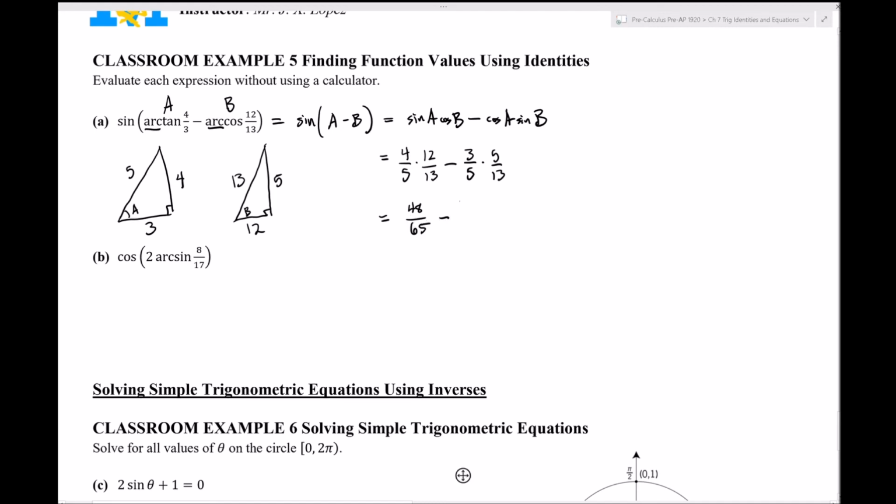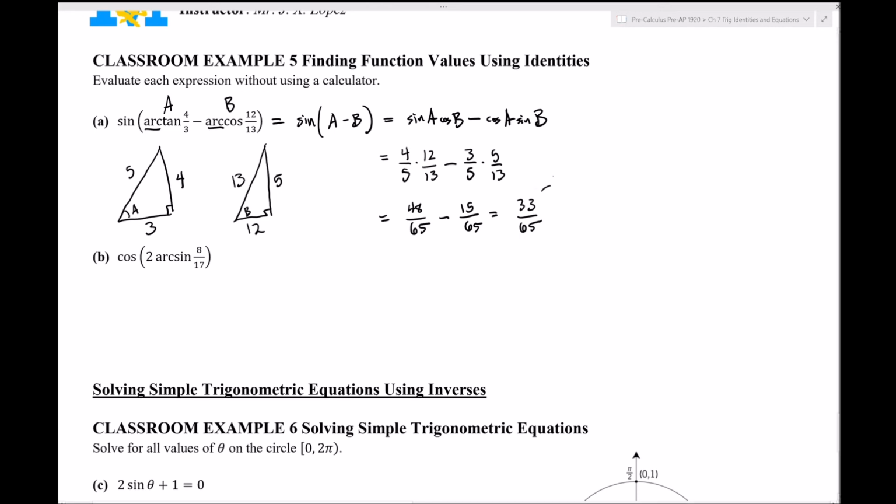Minus 3 times 5, I know that one, 15. And then 5 times 13, 65 again. And we subtract 33 over 65, I believe. So 48 minus 15, let me just double check. That is 33, yeah. So 33 over 65, I don't think I can reduce.